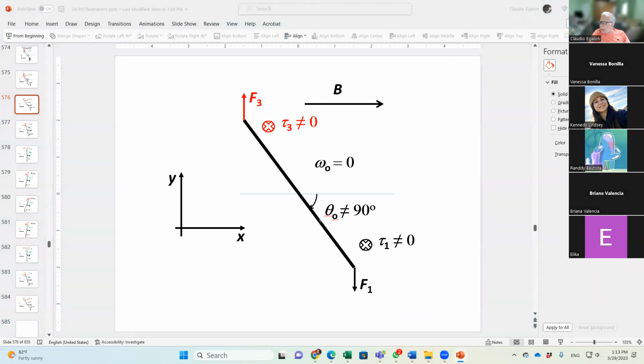Remember that's the principle of the... where's my notes? Here you go. Physics.